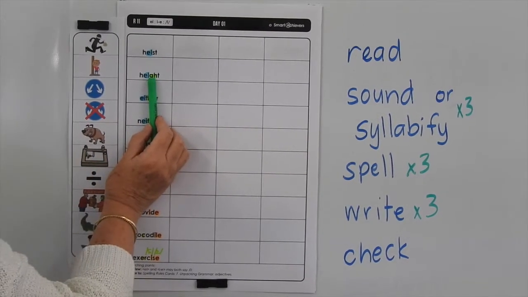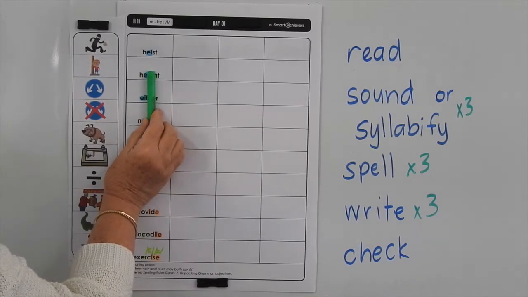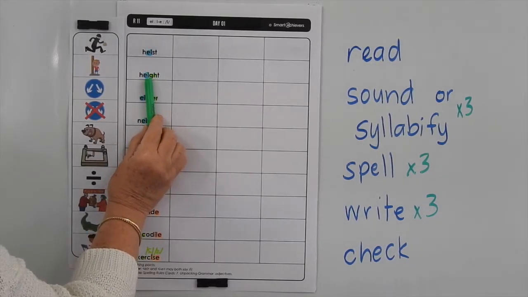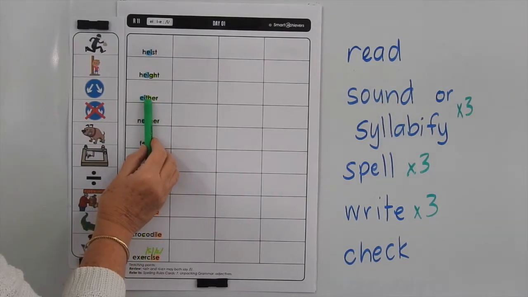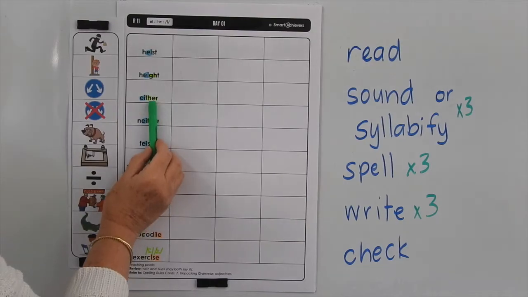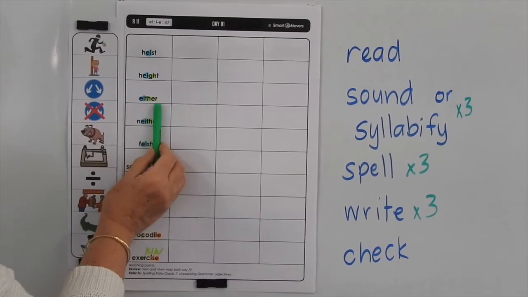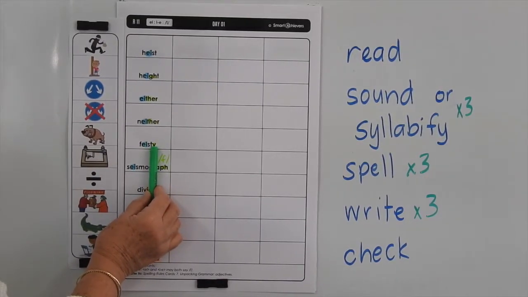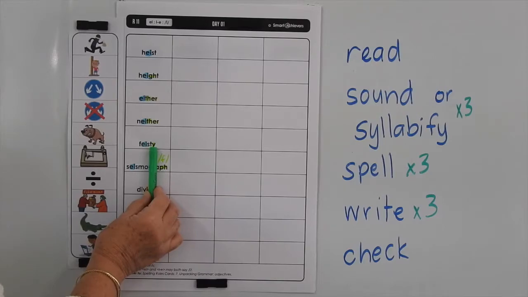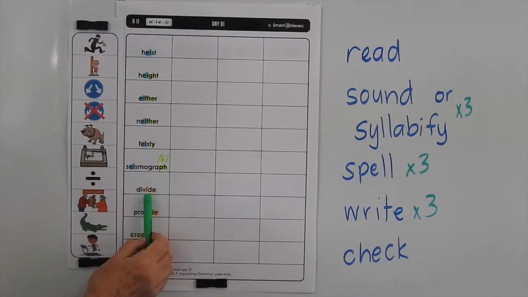So don't forget that GH in there, we can't make that sound, so we tend to leave it out when we say the word, but when you spell the word you must write those letters in. Either, you've got the th and the ER on the end there. Remember, it's an ER commonly used on the end of a word, such as in either and neither. Feisty, we've got that E sound with just the Y on the end. Seismograph, you've got the PH here making that F sound.